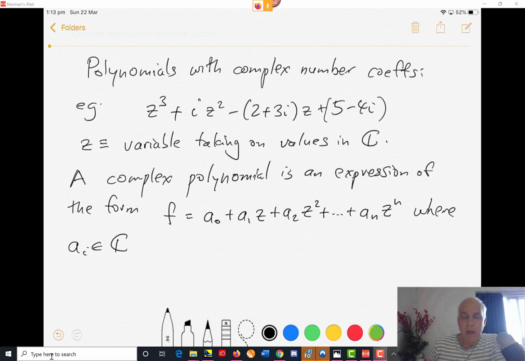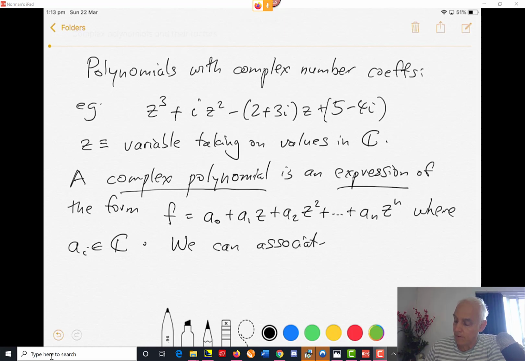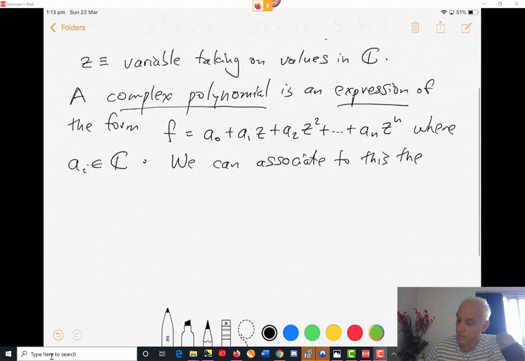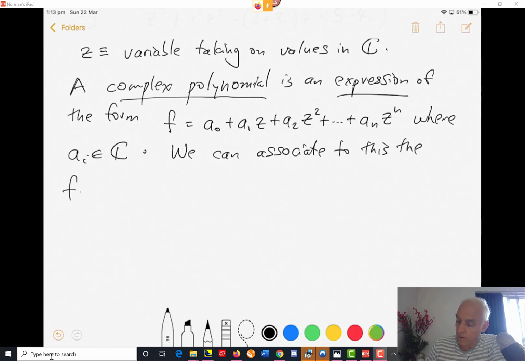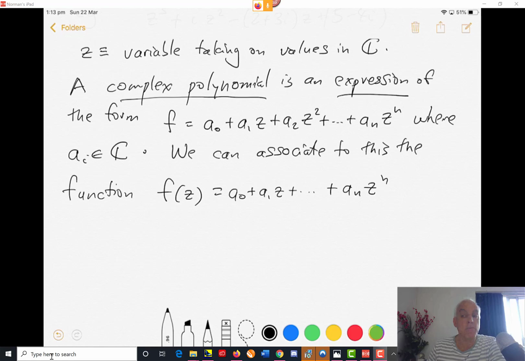Okay, so I prefer to think of a complex polynomial as being an expression, but associated to it is then a function. We can associate to this the function f of z, whose value at z is the same expression. So it's almost the same thing, just a slight change in meaning.